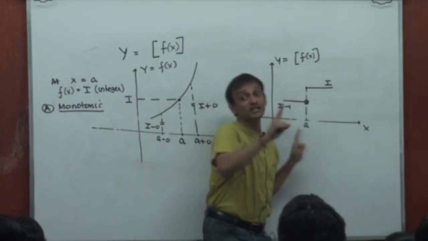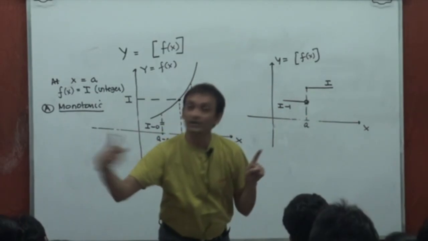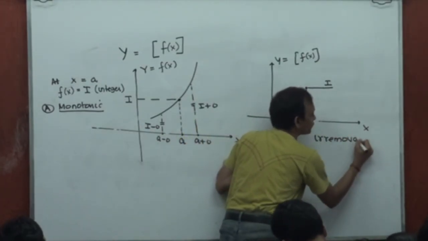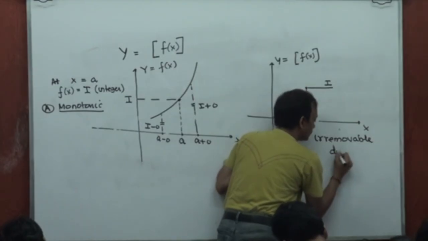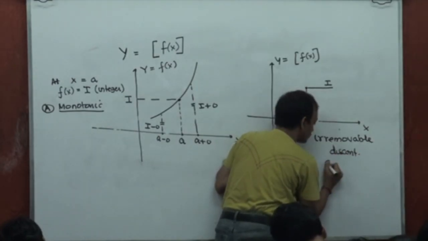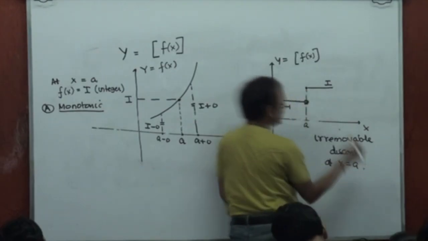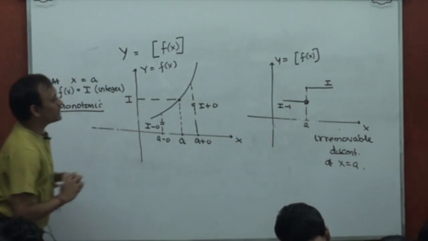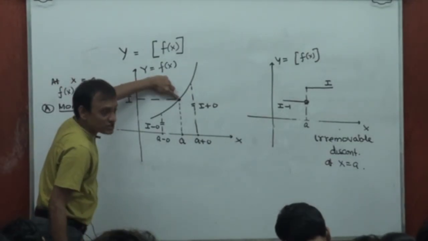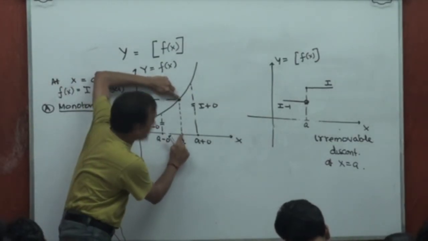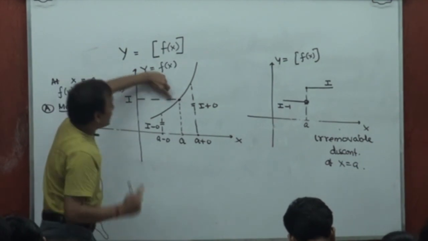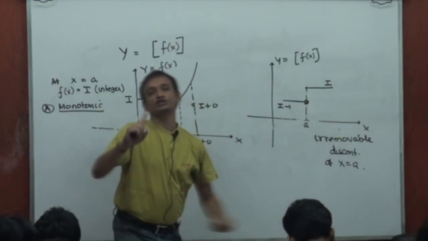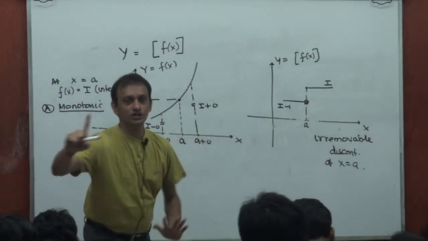Nature of discontinuity is irremovable. So, irremovable discontinuity at x equal to a. Which means, if a function fx assumes an integral value at x equal to a, and at x equal to a it's monotonic, then for sure it's discontinuous at x equal to a.